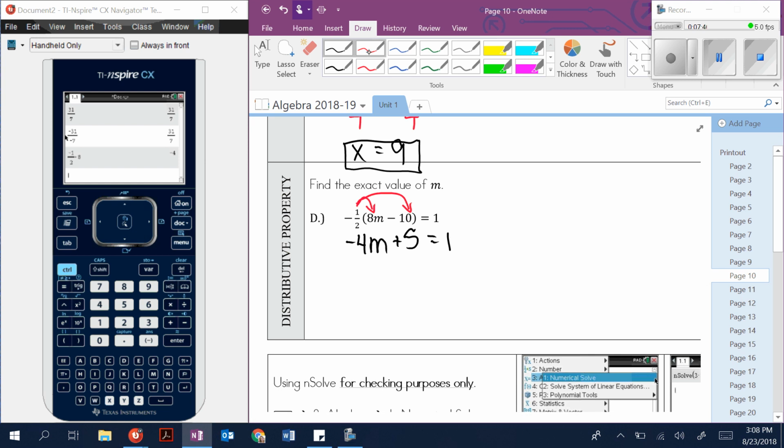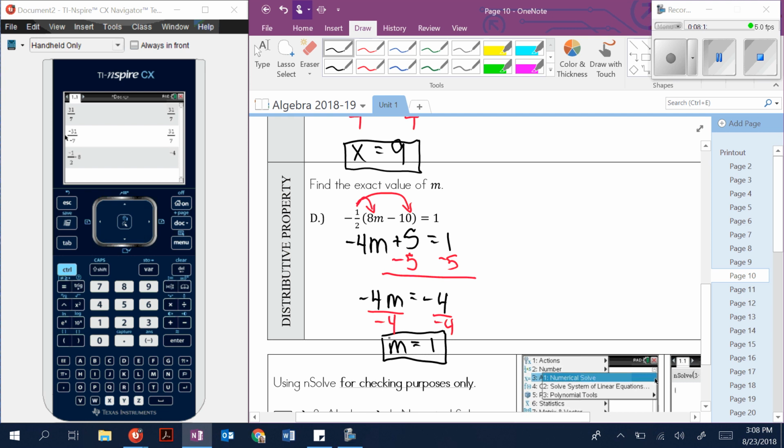Okay, now let's do some more inverse operations. I am going to subtract 5 from both sides. And when I do that, I get negative 4m is equal to negative 4. Lastly, what are we going to do to both sides to get rid of this negative 4 being multiplied by m? Yep, divide by negative 4. And negative 4 divided by negative 4 is 1.